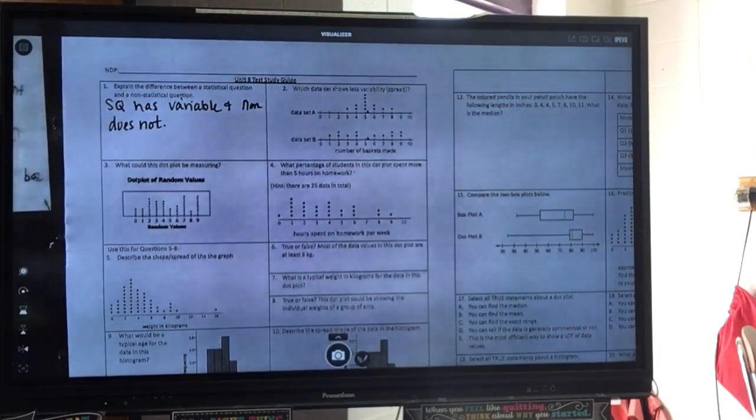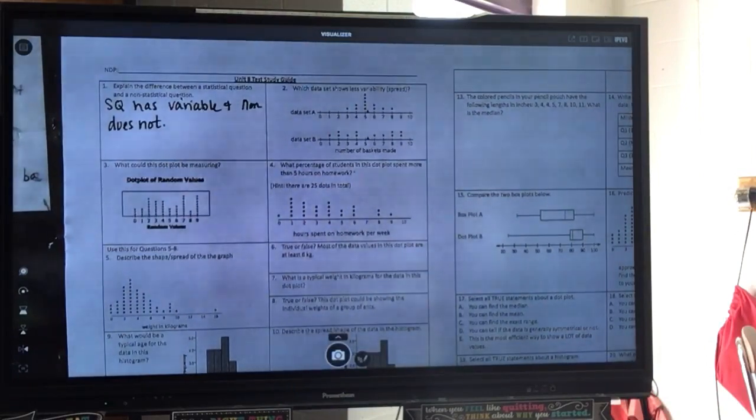Candace? Spread. Spread, so variety. Okay, so variability means variety. It means lots of different information, lots of different answers. Alright, number 2 says which data set shows less variability or spread? Data set A. Data set A?